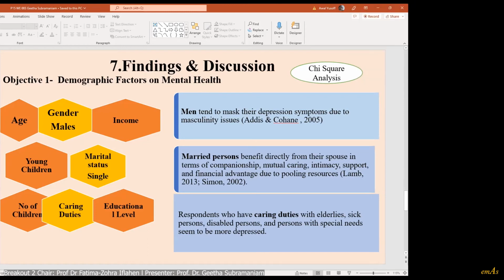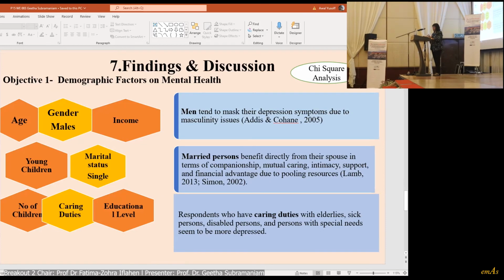As for marital status, I think this was something expected, and it conformed to past studies that single girls and boys were more affected, with a positive significance with mental health. And as for caring duties, this was also another surprising finding. Those who had caring duties in terms of taking care of elderly, sick persons and disabled persons, compared to caring duties for young children, had a significant effect.